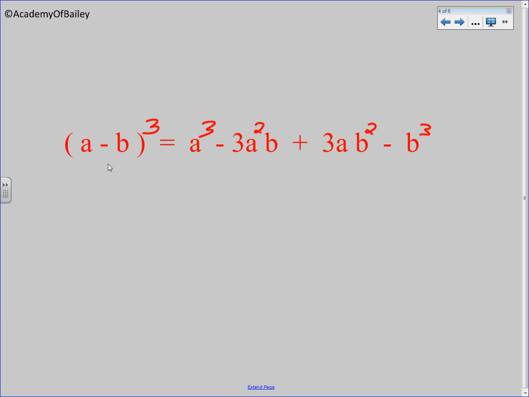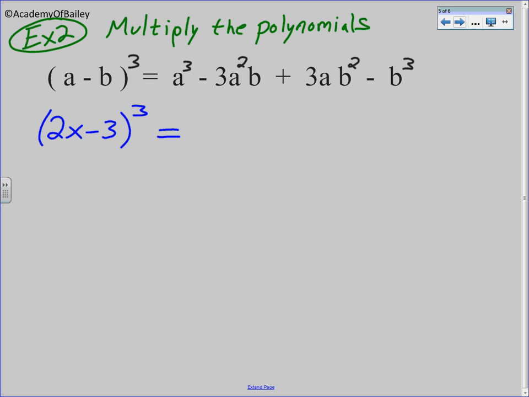So let's look at an example here. We have a minus sign here. In this case, a is equal to 2x, and then b is equal to 3. So wherever I see a, I'm going to put 2x. Now, pay attention to this part right here. You cannot write it like this because a is 2x, so it's supposed to go in parentheses.